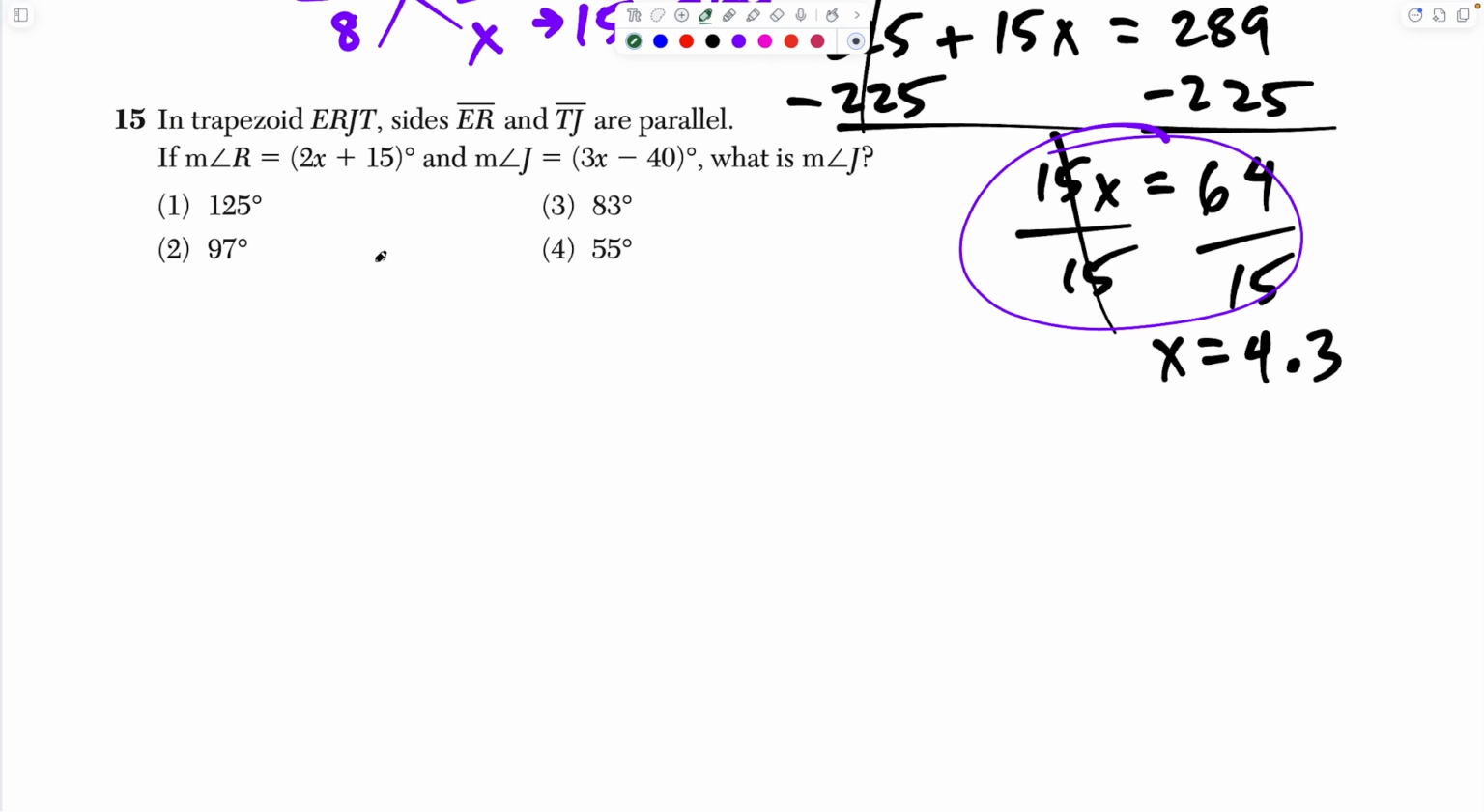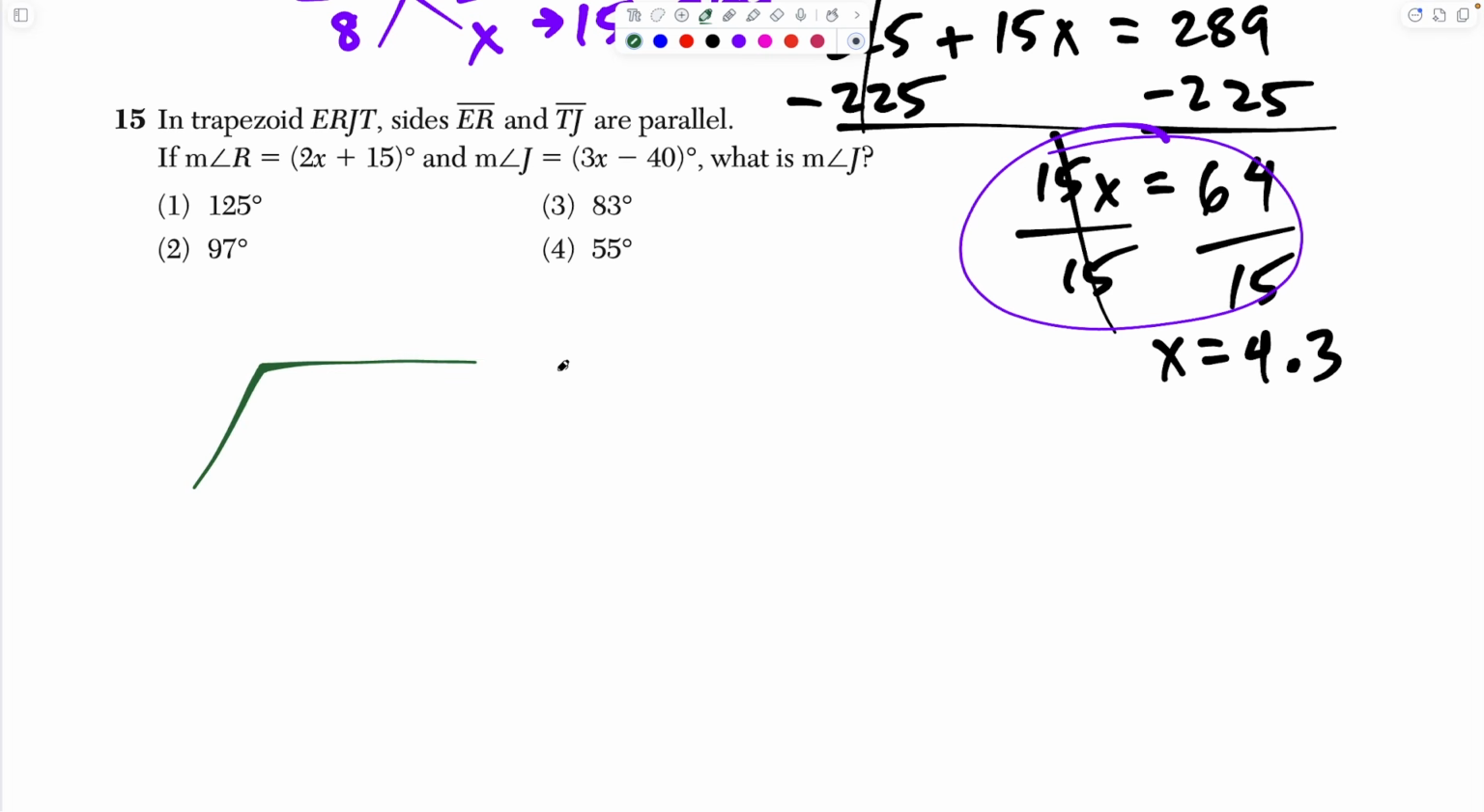Question 15: In trapezoid ERJT, sides ER and TJ are parallel. If the measure of angle R equals 2x plus 15 degrees, and the measure of angle J equals 3x minus 40 degrees, what is the measure of angle J? So for a question like this, please make sure that you draw this out. Don't just try to do all of this in your head. That's a common way to get this question wrong.